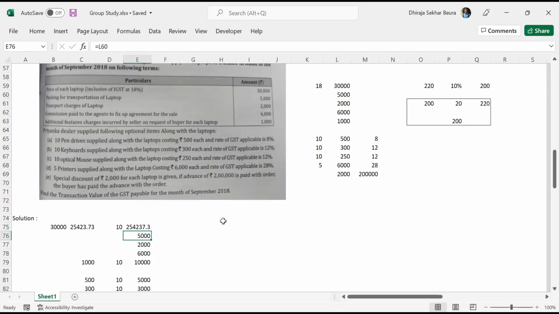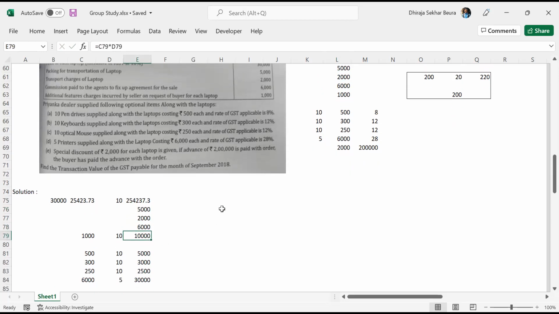Then we are adding, if you notice, 5,000 for the laptop transportation, packing of the transportation. As I said earlier, it is not written as for each laptop, so the actual figure we are taking, we are not multiplying by 10 here. Same for 2,000, which is transport charges, and the same for commission paid of 6,000. However, for additional features, 1,000 into 10 comes to 10,000, which is added.